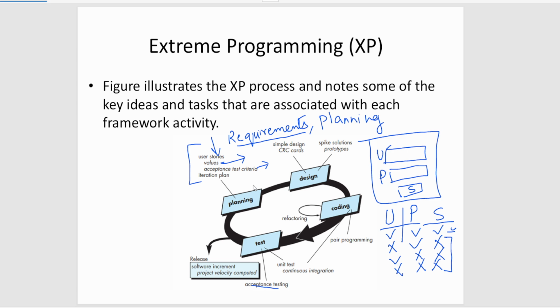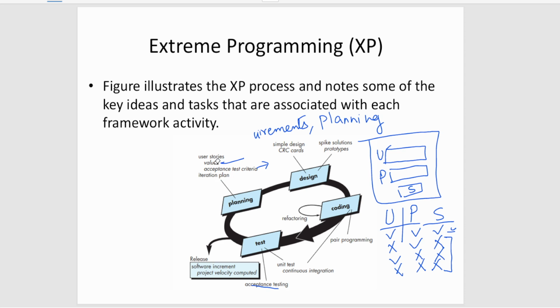Finally, you also have an iteration plan: in how many iterations you are going to develop this core product, in what iterations you are going to develop the first prototype, the second prototype, and so on. All this is done in this particular stage of user stories or planning.